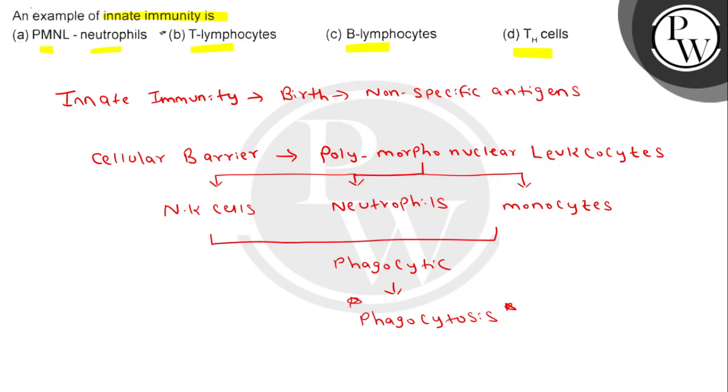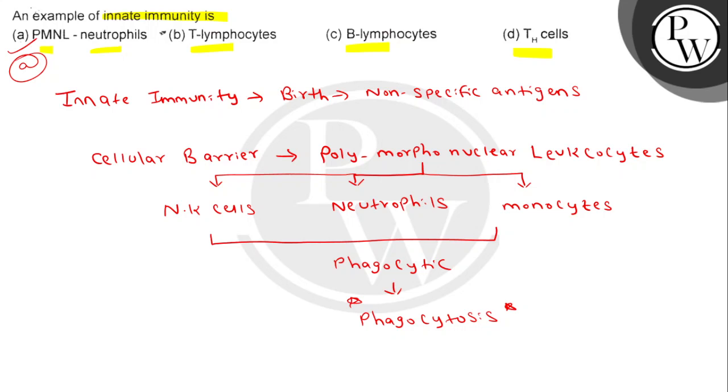Phagocytosis process means they will engulf the pathogens, either virus or bacteria, and once they engulf them inside the cell, the lysosome is present. The lysosome will fuse with the virus to form phagolysosomes. Further, in that phagolysosome, your hydrolytic enzymes will be released, and those enzymes will break the pathogens into small fragments, and that whole process is called the phagocytic process. Okay, so option A is your right answer here. An example of innate immunity is option A.